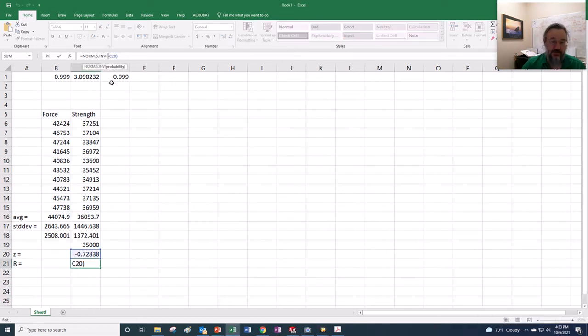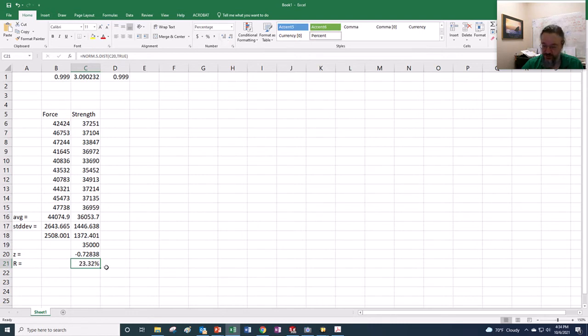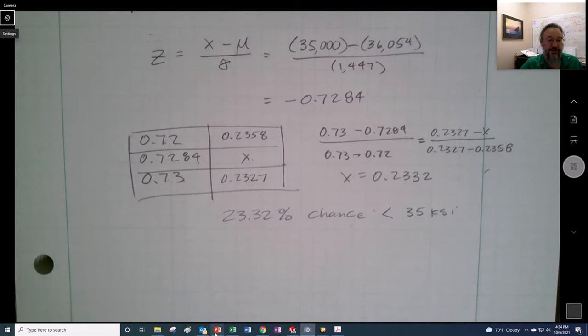All right, made a mistake. You want to take... I think it's the DIST. DIST. I went the wrong direction. I confused myself. You want to wear true, right? And I think, boom, there you go. 0.23319. Hey, look, my interpolation was pretty good though, right? Wasn't too bad. 0.2332, right? So those right there, that's actually the percent chance, right? 23.32% chance. Wee!